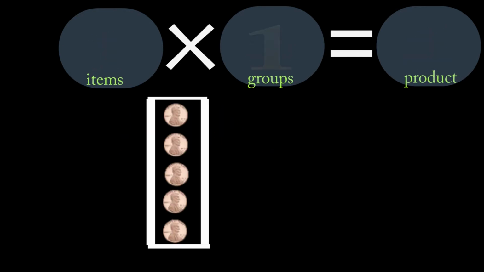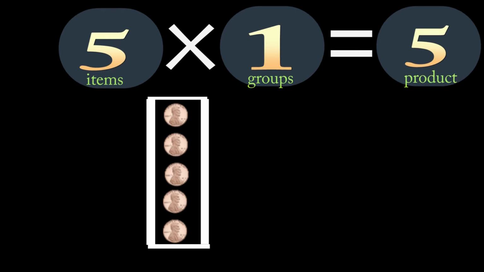This is one group of 5 items. My 5 items are pennies. So 5 items times one group equals 5. My product is 5. The product is the answer of a multiplication problem.